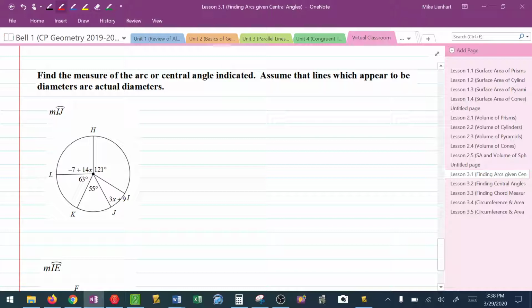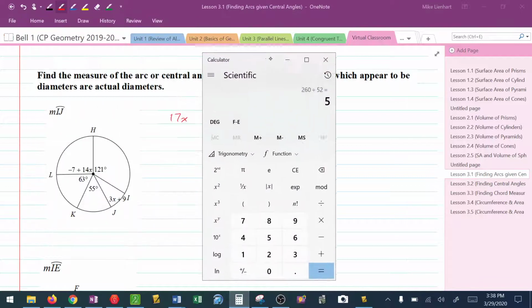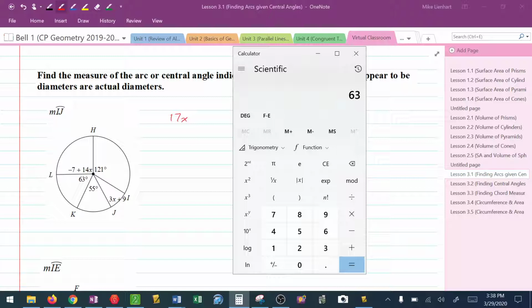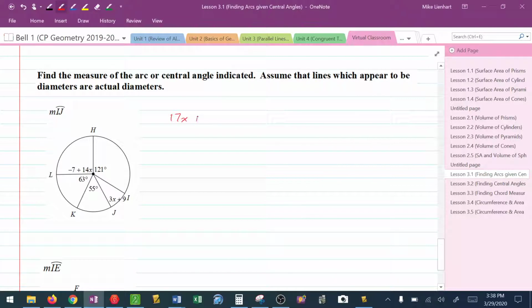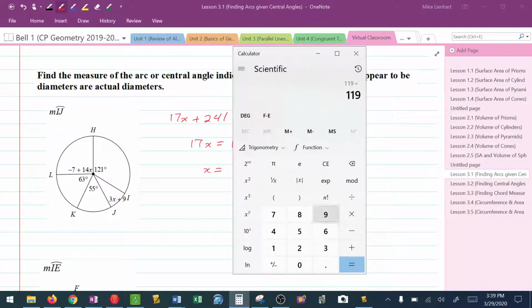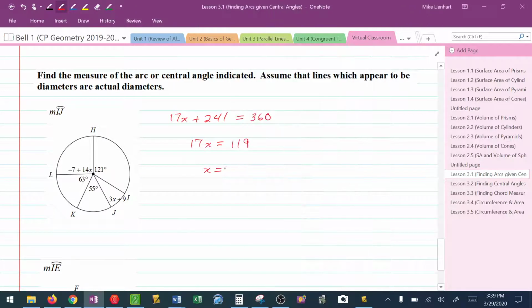So let's see, if I take 14x plus 3x, that would be 17x. And then I've got, let me grab my calculator here, 63 minus 7 plus 121 plus 9 plus 55 equals 241. And again, all I did there was I took out that first step that I had been doing, guys, and combined my like terms right away. I know that those have to add up to 360. So 17x, subtract 241. Let's see, that would be 119. 119 divided by 17 would tell me that x is 7.